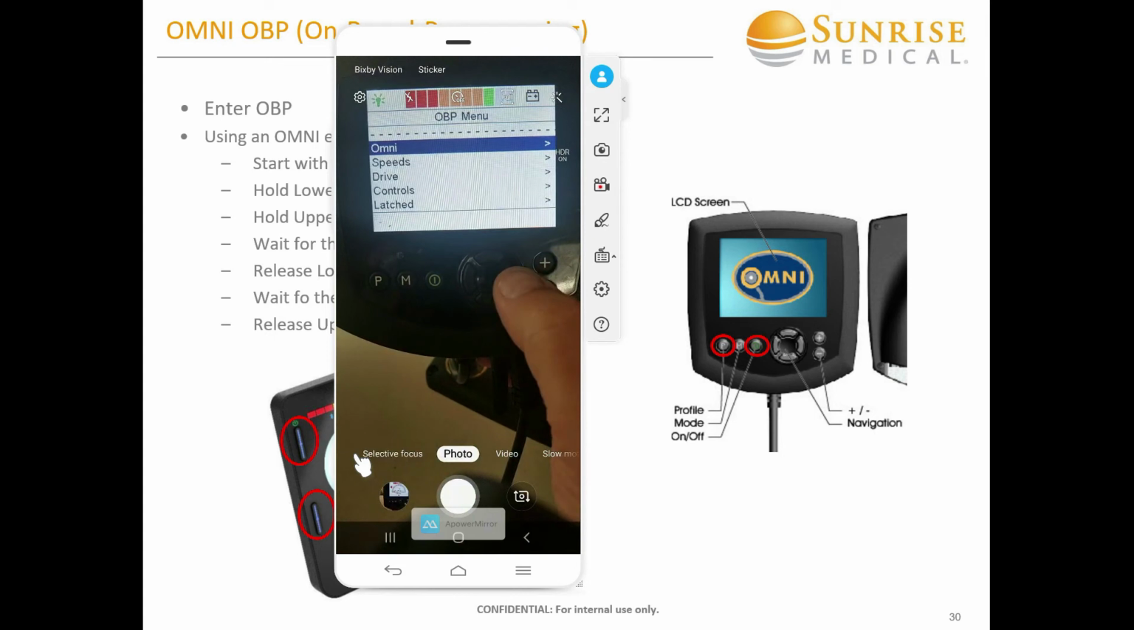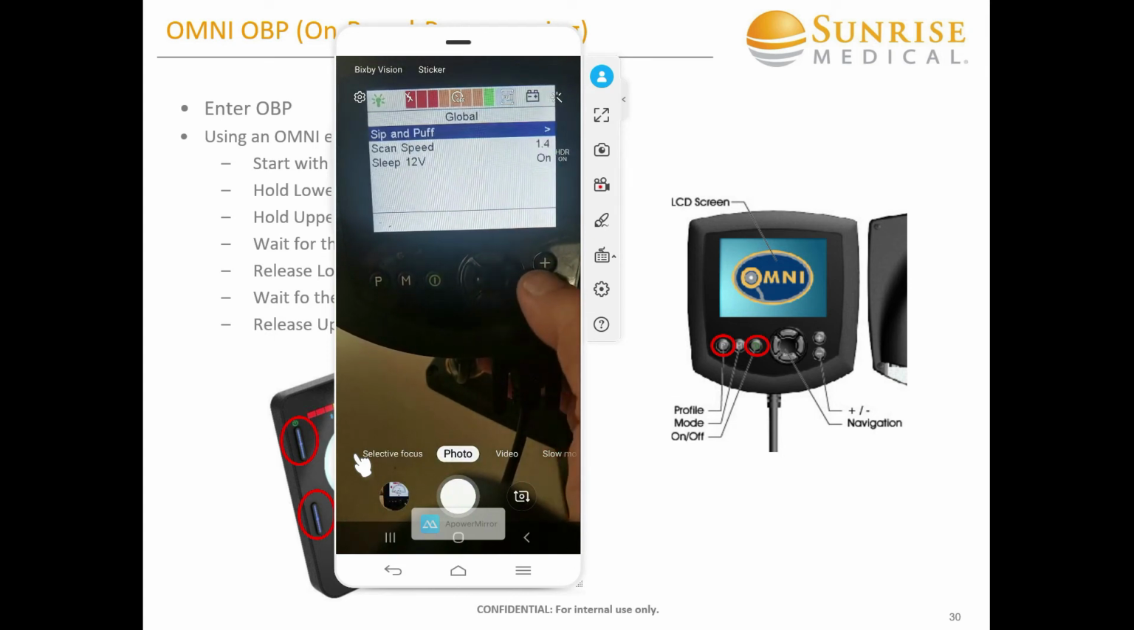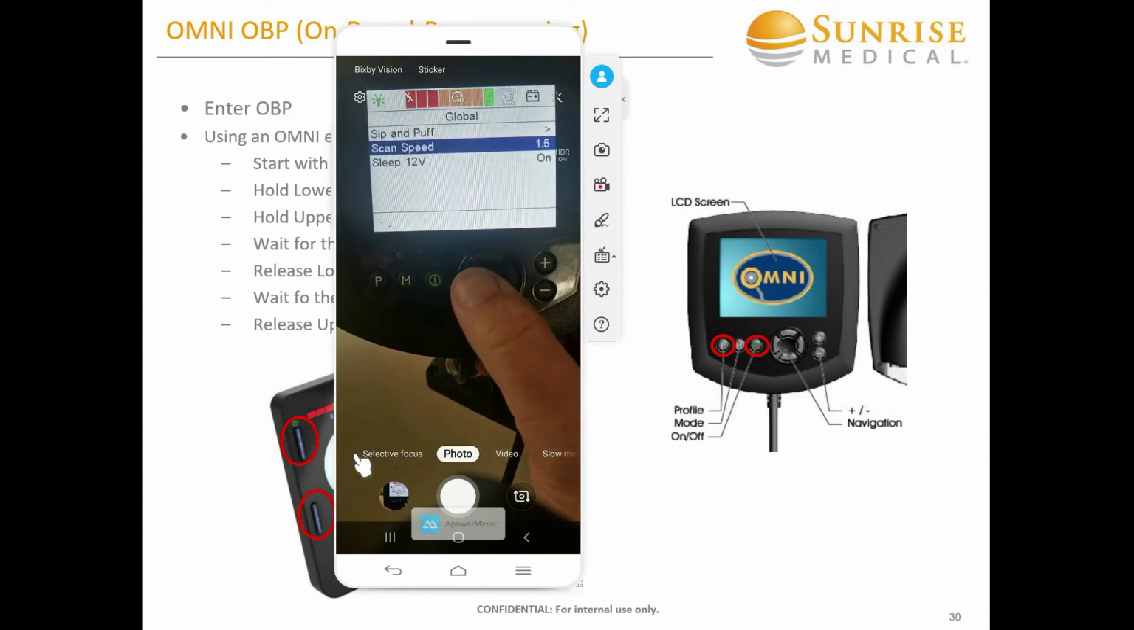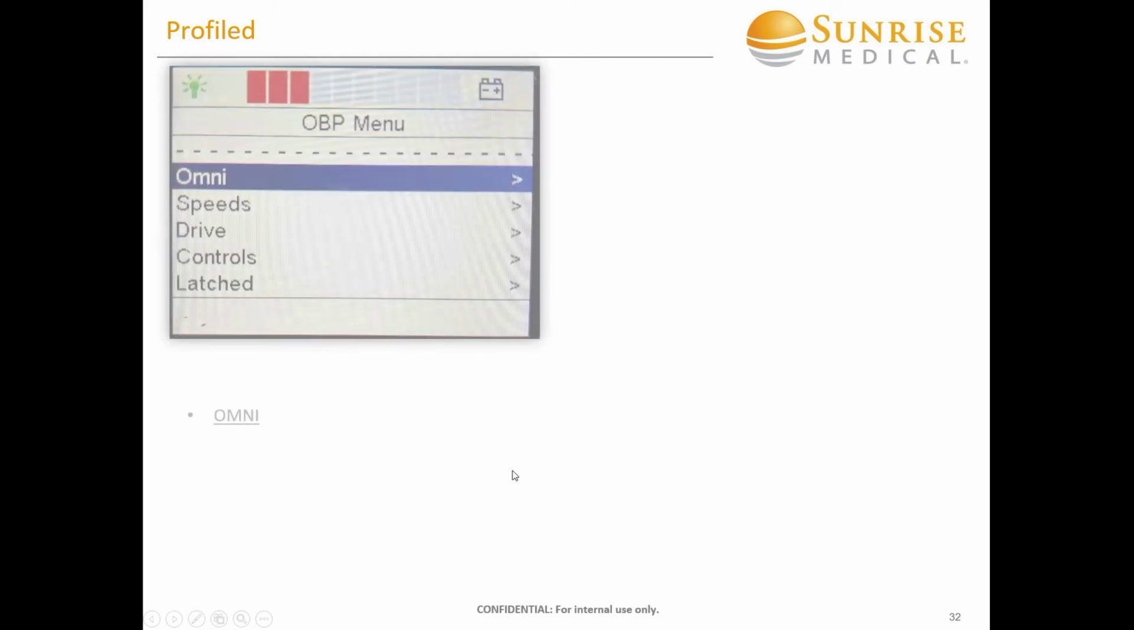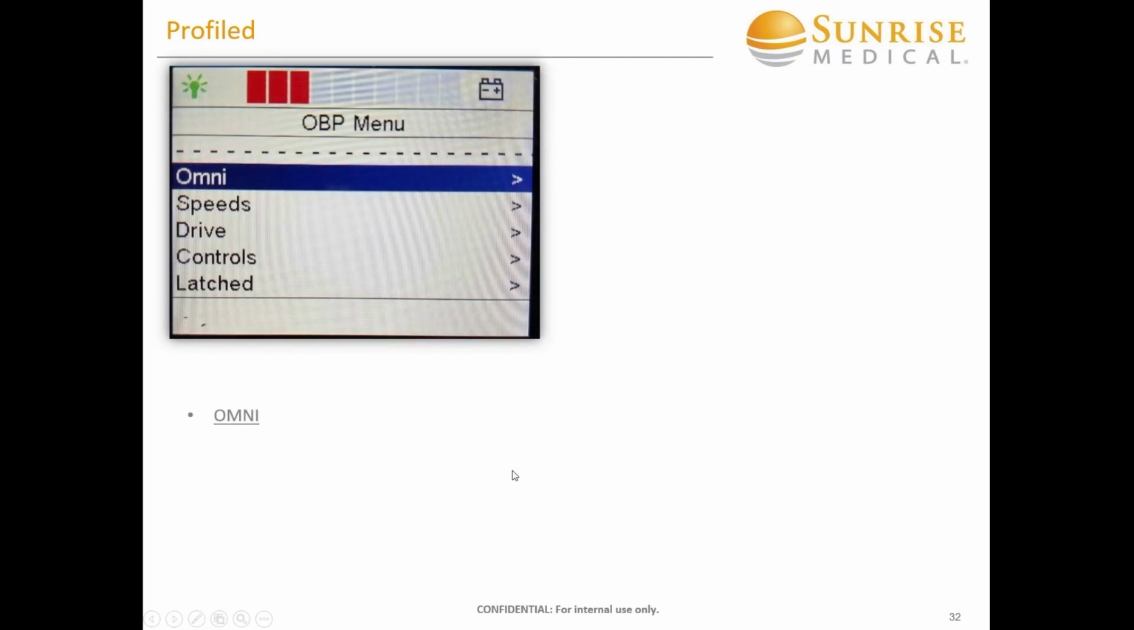All right, and then you have your right and your left, okay? And then if you wanted to make changes, you can make changes with the up and down or the plus and minus keys here. And that's how you make changes in onboard programming. Okay, to the onboard menu for the Omni itself.